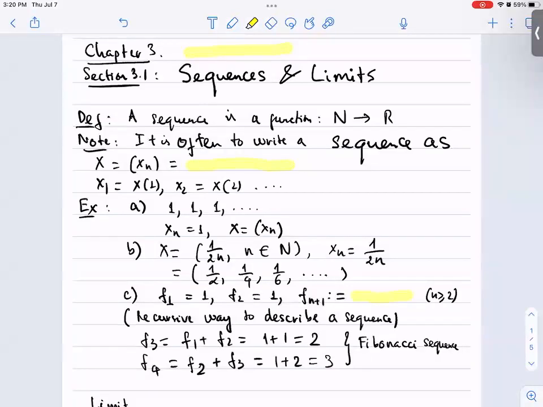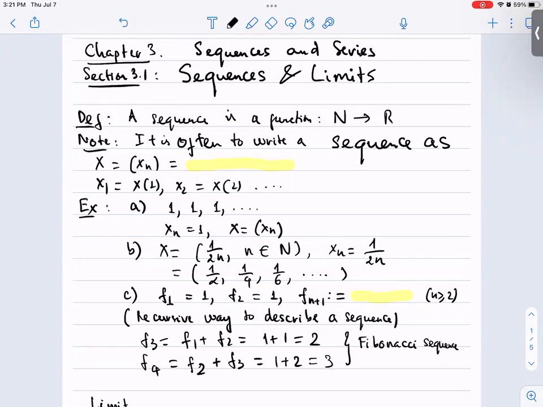Hello everyone. Today we start discussing chapter 3, which is about sequences and series. The first section, 3.1, is about sequences and their limits. Let's start with a definition.